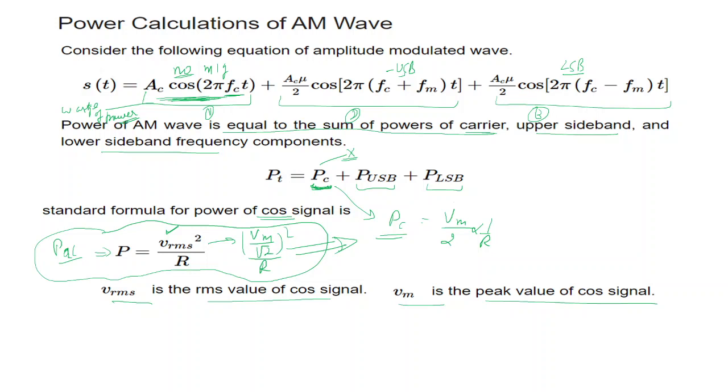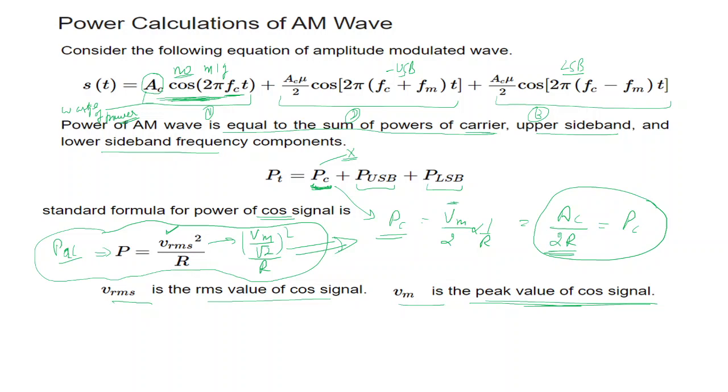So now first of all, what is the value of Vm? Vm is the maximum peak. You can see here, the peak value of the cos signal, that is the AC part. So I'll write here AC square by 2R. So that part belongs to your PC. That means when we are talking about the power of the carrier, that is AC into AC by 2R.